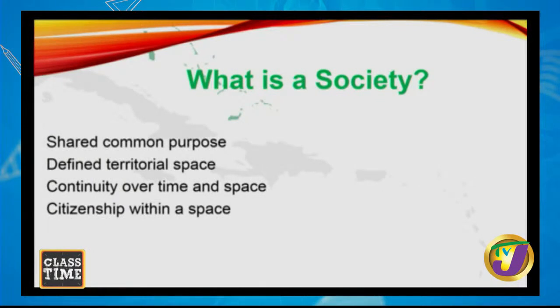And what did we define as a society again? We said that a society is a locale of people with a shared common purpose, a defined territorial space, continuity over time, and citizenship within a space.